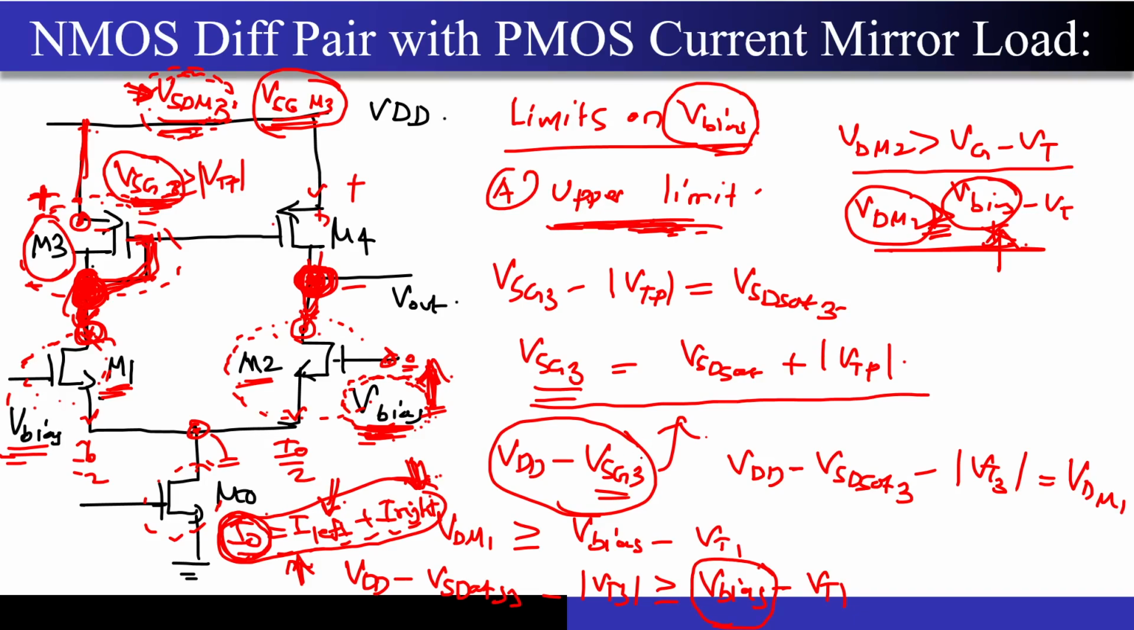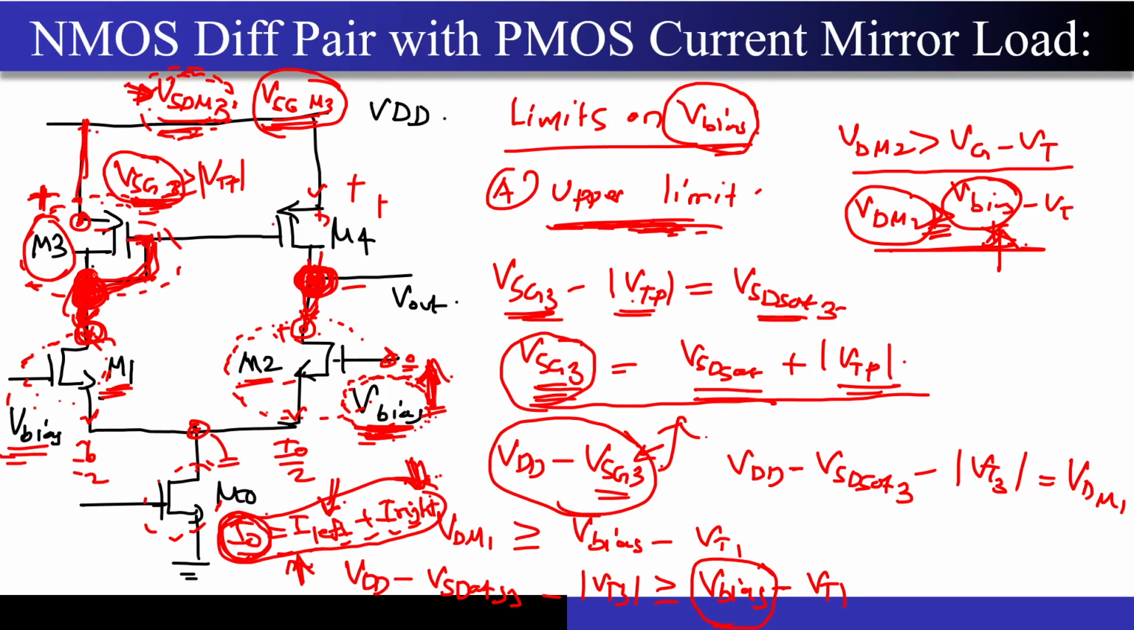Now to find this, I have to first find the VSG3 as well, correct? And how can I find the VSG3? Remember that VSD sat for the PMOS and VD sat for the NMOS are fixed in the design. So VSD sat is nothing but VSG minus VTH, that is, minus mod VTP over here. So the VSG3 is nothing but one threshold voltage plus one overdrive voltage of the PMOS. So this is the VSG3.